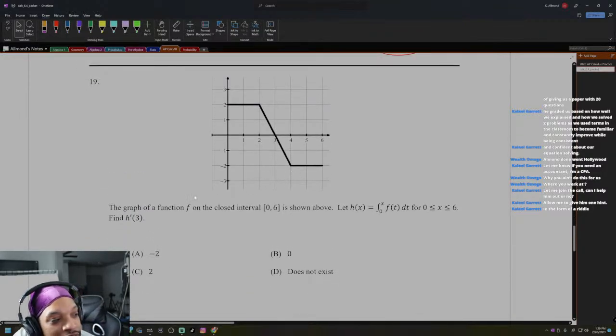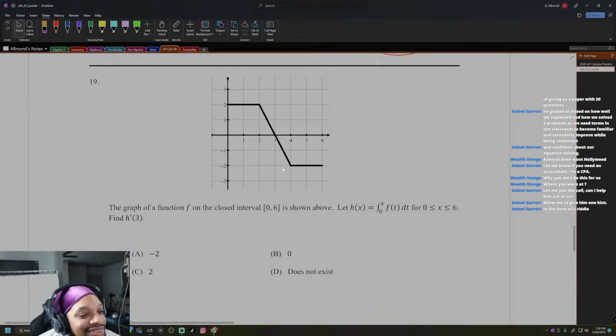Number 19. The graph of a function f on the closed interval 0 to 6 is shown above. H of x is right there. Find h prime of 3. Oh, this one's easy too. It's just f of b minus f of a. It's 0 to 3, so f of 3. So that's 0 minus 2, to negative 2. A? Yeah.